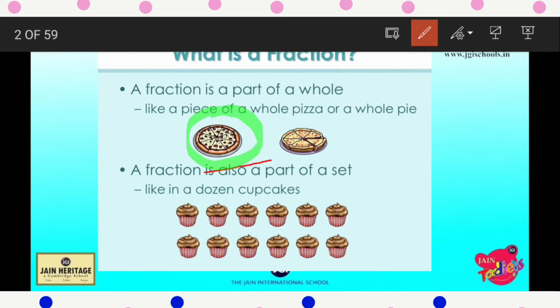So, a fraction is a part of a whole, like a piece of a whole pizza or a whole pie. And similarly for the cupcakes, a fraction is also a part of a set, like in a dozen cupcakes. So see, there are 12 cupcakes total, a dozen. A dozen means total 12 in quantity. Okay, so if you take one part also, it will be 1 out of 12.